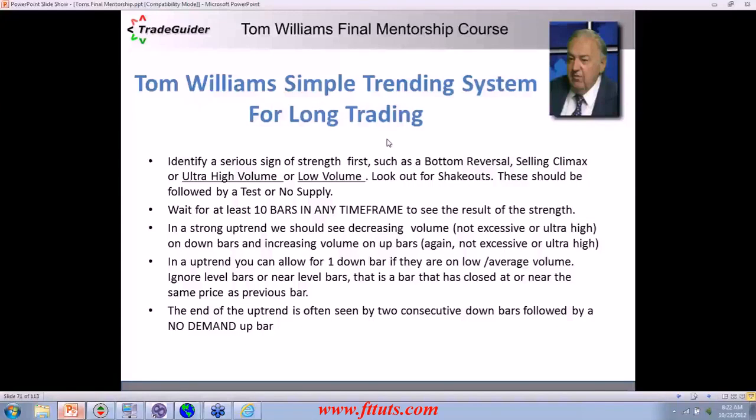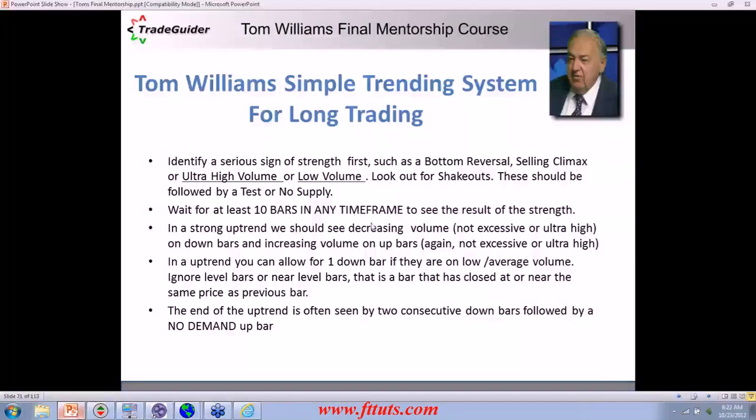So when you trade and you're long, make sure you've first seen a serious sign of strength. It could be a bottom reversal, it could be a climactic bar, but it'll probably be on ultra high volume. Shakeouts are especially powerful, and we'll come to that signal shortly. And remember, after you see the shakeout, you're going to start looking for confirmation of the strength in the market. And then I wait for about 10 bars to see the result of the strength.